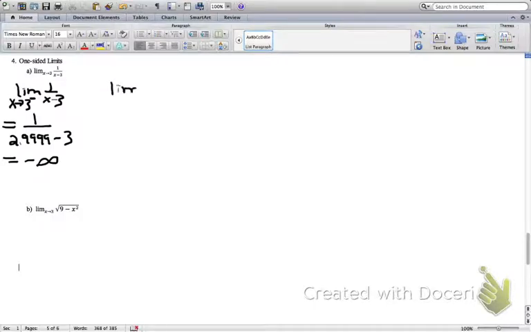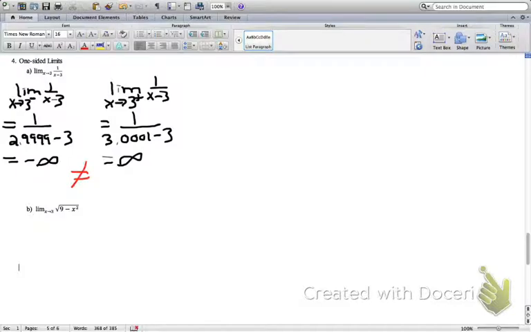So let's look at the limit of 1 over x minus 3 as x approaches 3 from the positive side, so from the right side. Again, same as what we used to do in advanced functions, you're going to take your number really, really close to 3, so 3.001 minus 3. When we do that, we notice that it's approaching positive infinity. So since these limits are not equal to each other, this means that this limit therefore does not exist.